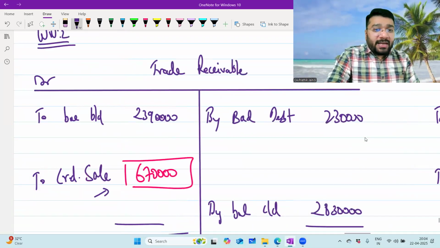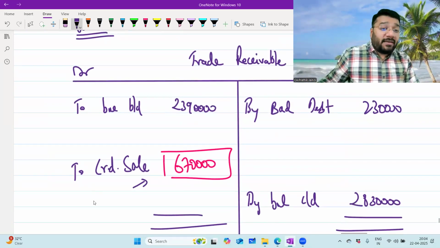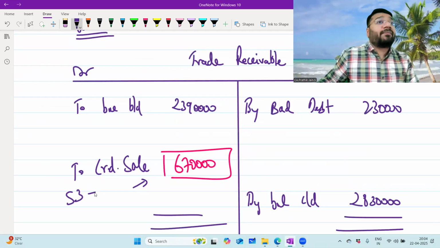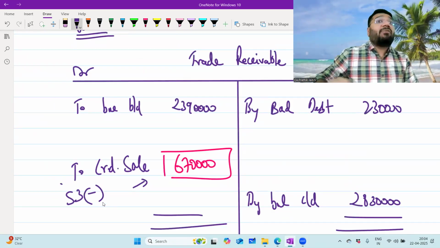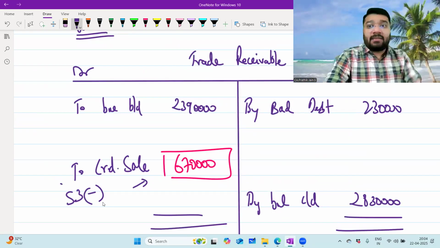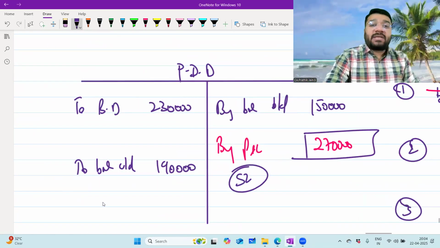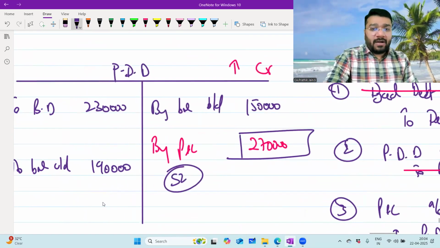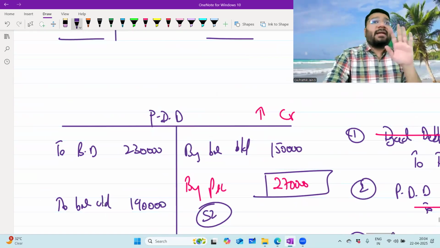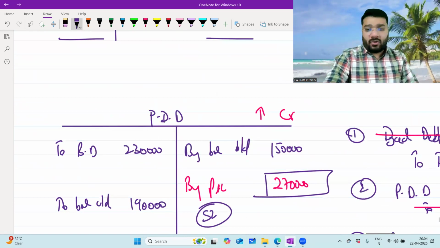Now, trade receivable 670 will be affecting my segment 3. In segment 3, I will have to minus, because this is included in the profit. So I have to remove it. There's no cash inflow. Minus it. Then PDD 270 is taken care of. That's all. Entries, ledgers, everything is taken care of. All noted? Okay.